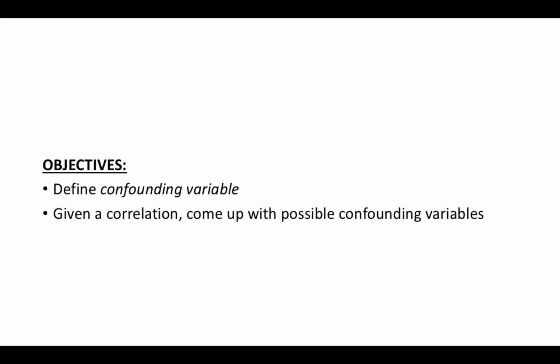This lesson is about confounding variables. After this lesson is completed, you should be able to define confounding variable, and also, when given a correlation, you should be able to come up with possible confounding variables that explain the correlation. Please double check after this video to make sure you're able to do this.